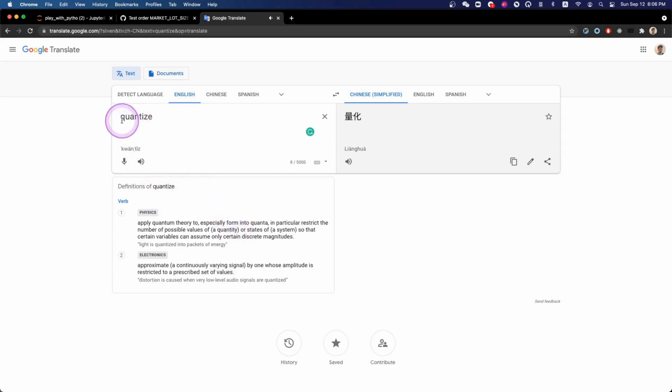Quantize. The meaning of this word is quantize. What is that? Applying quantum theory to... no, that's probably not right. Approximate a continuous signal by one whose amplitude is restricted to a prescribed set of values.